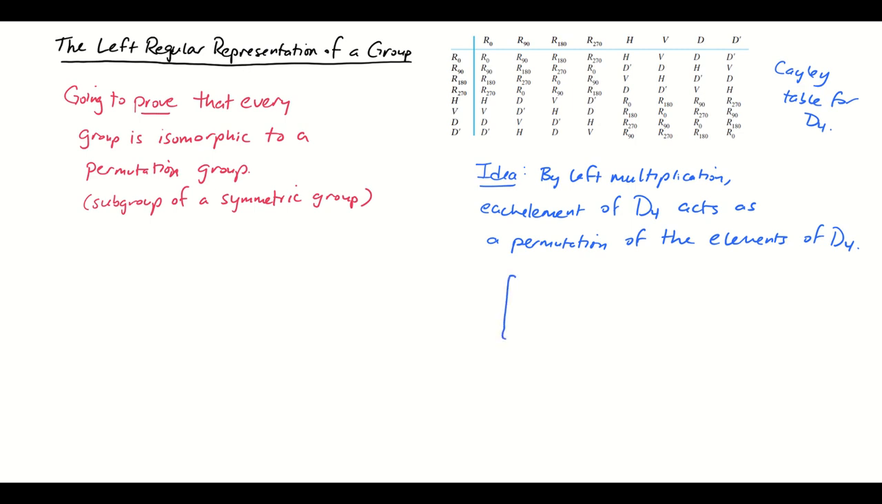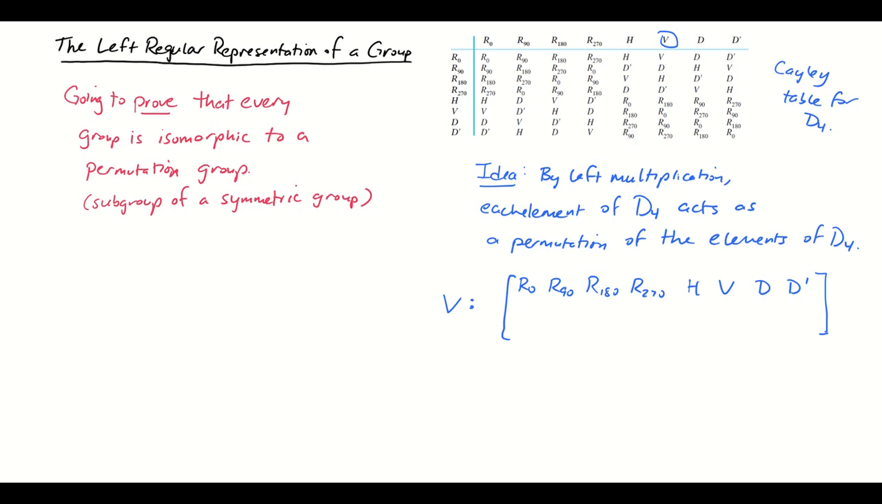So, for example, if I pick an element, let's pick, I don't know, V is kind of entertaining, so let's pick V. So V acts on the elements of D4 like this. I'm just going to list out all 8 elements of D4 on the top row of this array. I'm going to use array notation for this. R0, R90, R180, R270. And then we've got H, V, D, and D prime. Those are the 8 elements.